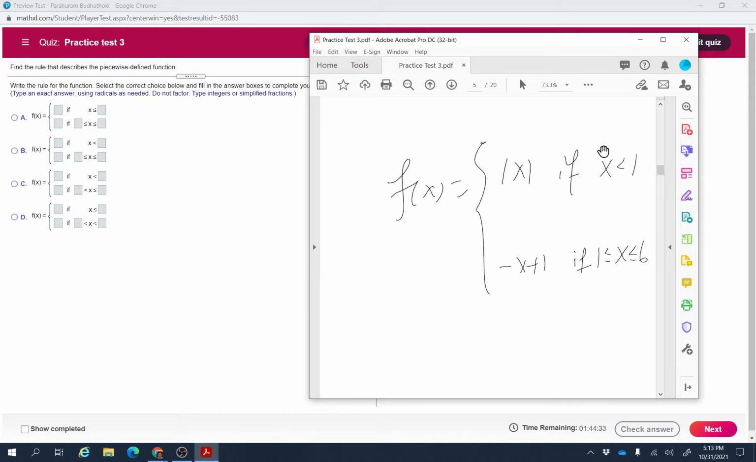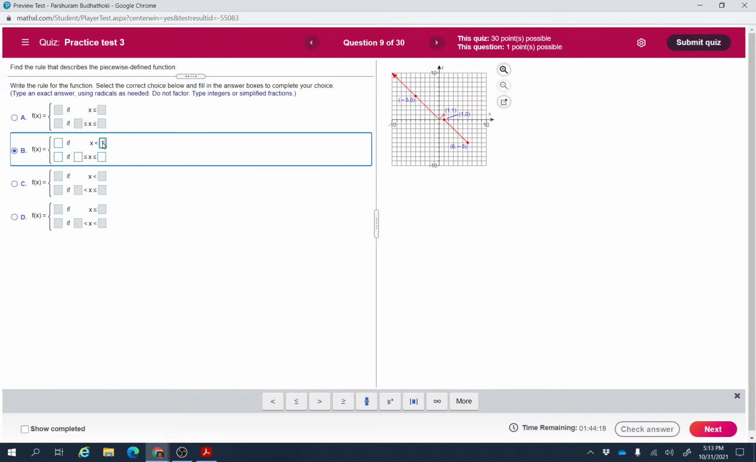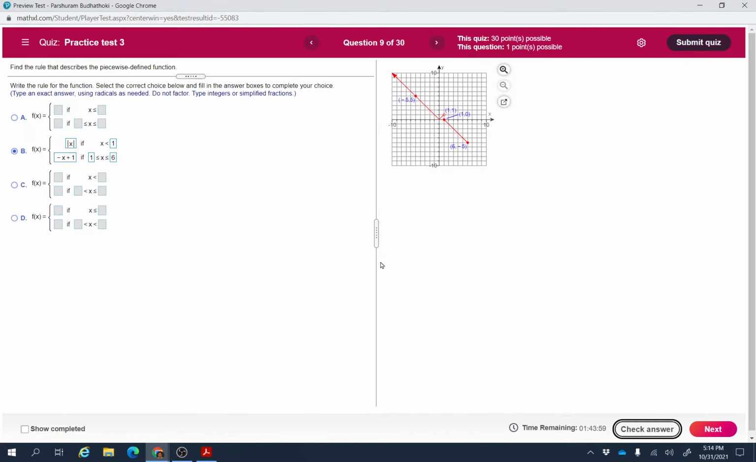So this is where we have to focus. For x less than 1, there should be a less than sign, and there should be an equal sign for the other part. So the only choice we have is B. Look at here, x is less than 1, and x is between positive 1 and positive 6. Then the value of the function on the first part is absolute value of x, and for the second one it is negative x plus 1. So if I choose this one, that would be our right answer.